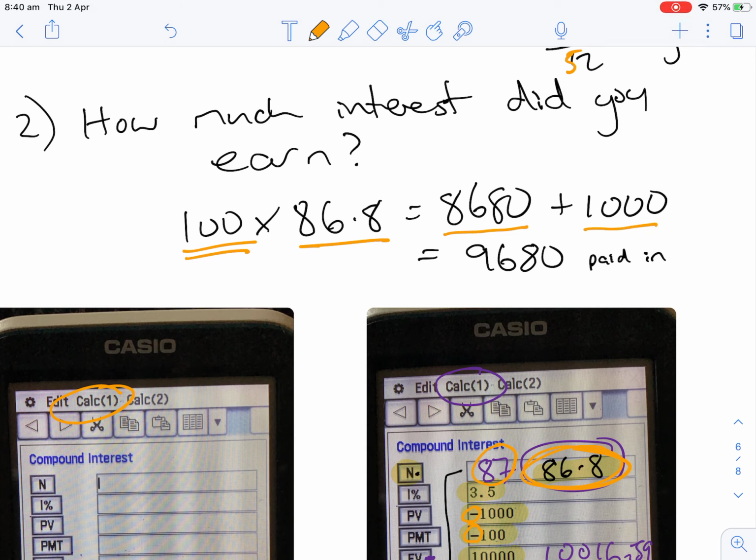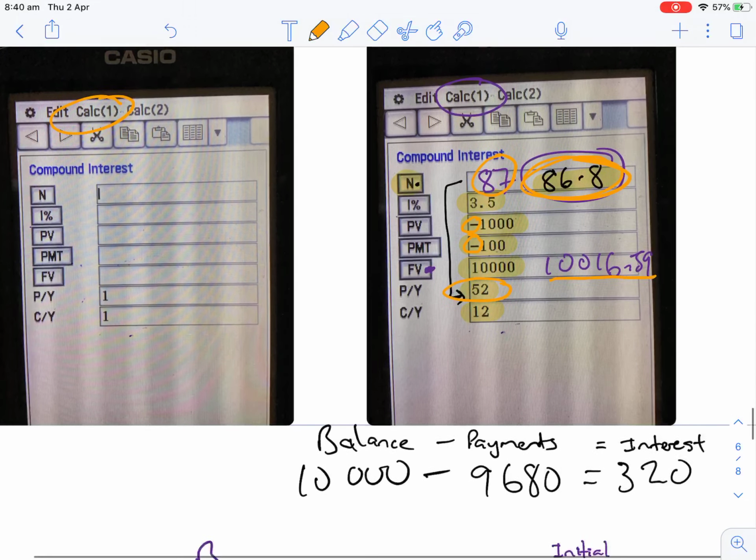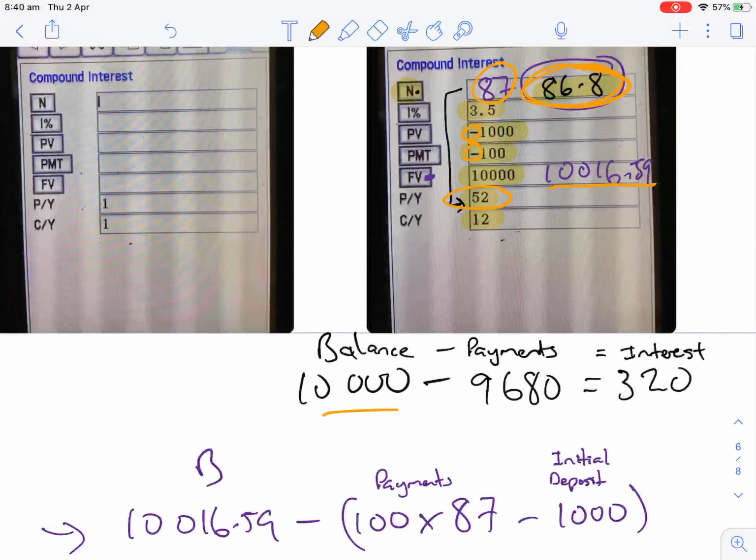Plus I had put in the $1,000 of my own in the beginning. So I've contributed $9,680. But of course my balance at the end was $10,000. So the difference is the interest. So if I went my $10,000, take away the $9,680 that I put in there myself, the difference has come from interest. So the bank has paid me the $320 in interest. And that's really all you need to do there.